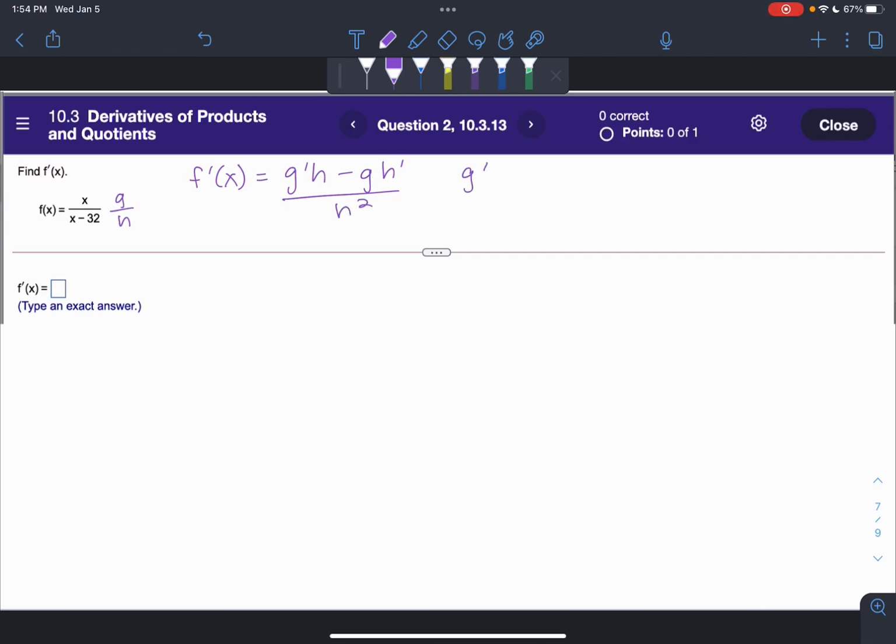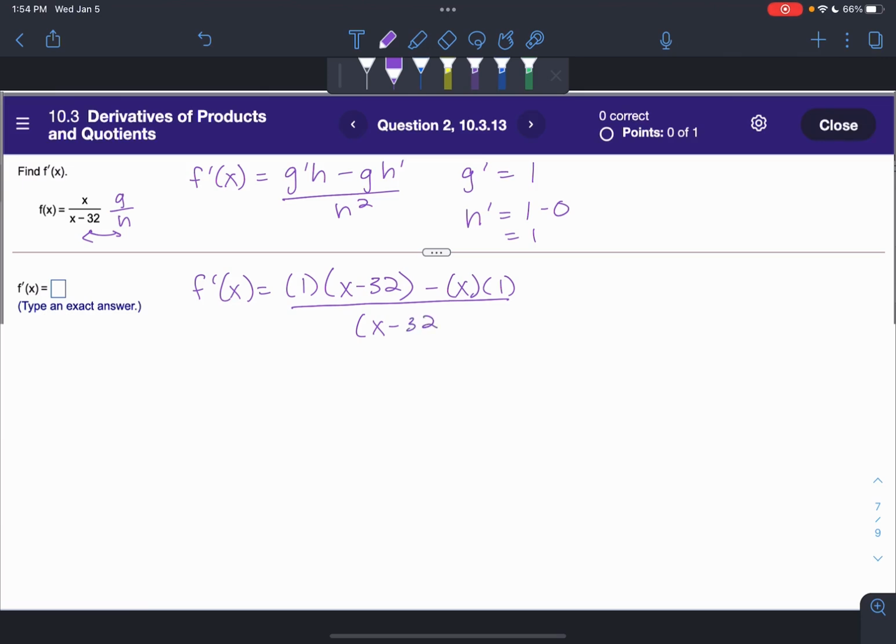Let's find g prime. My g in this case is this x, so again that derivative will be 1. h prime is this x minus 32, so I have 1 minus the derivative of 32, which is just 0, so just 1. All right, so f prime of x is the derivative of g, which is 1, times h, which is x minus 32, that's what I defined here, minus g, which is x, times h prime, which is 1, all over h squared, which is this x minus 32 squared.